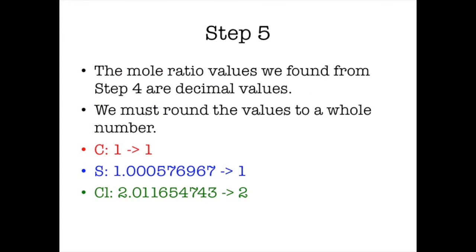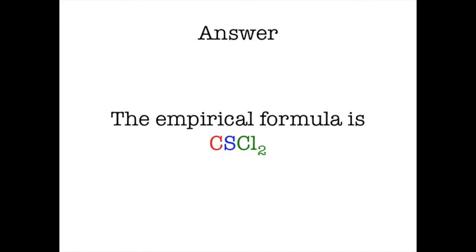So now we find the mole ratio values from step 4. They're decimal values. We need to round these values to a whole number. Carbon, we know it's 1. We can just round it to 1. Sulfur, we round it to 1. Chlorine, we round to 2. We have those values. The empirical formula is CSCl2.